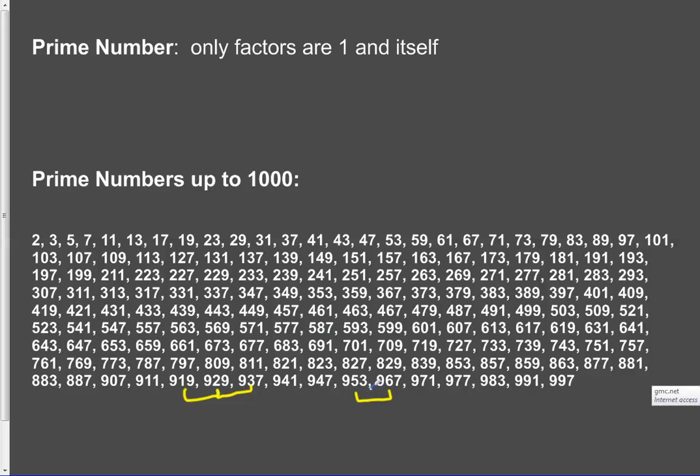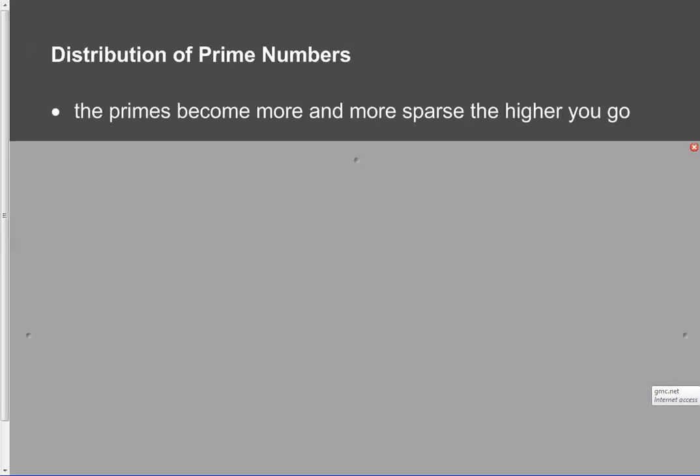And that stands to reason because it gets harder to be a prime number if you get bigger and bigger, because there are so many numbers before you that could be a factor. There's more chances to have factors if you're a larger number. So the prime numbers do get rarer as you go up.